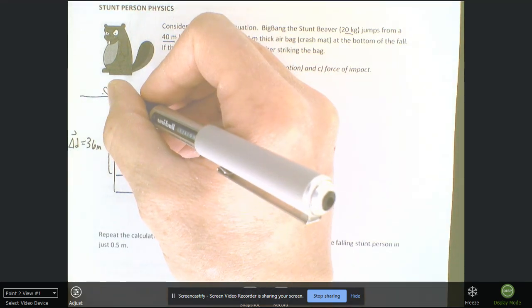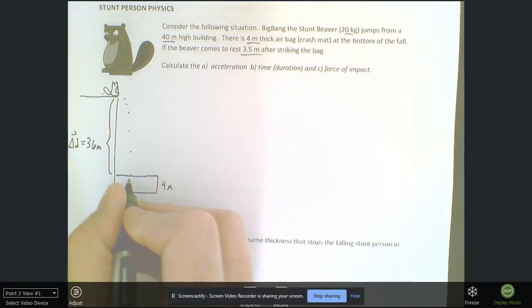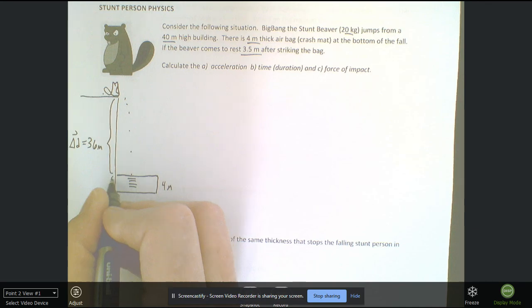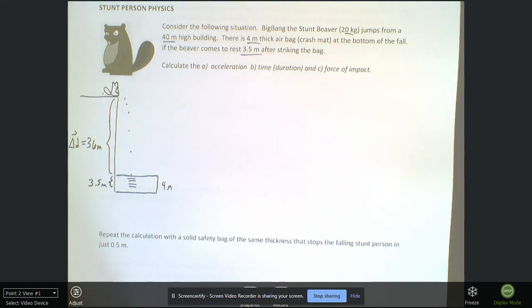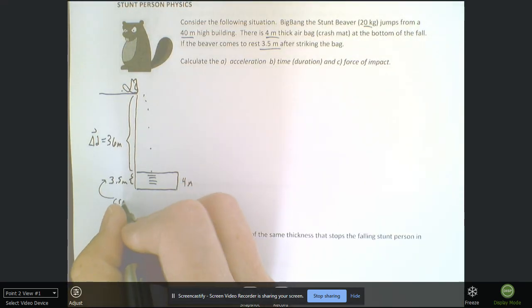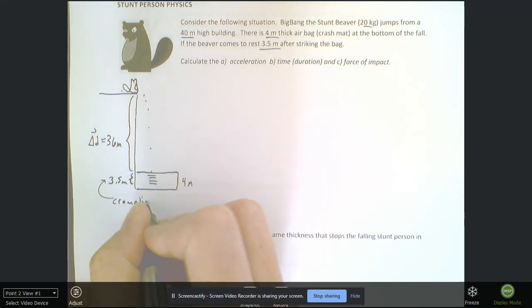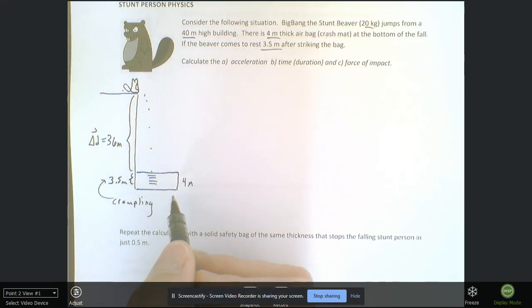So he falls. He goes, doot, doot, doot. Bam, hits the mat. Then the mat crumples, and it crumples by 3.5 meters. Okay, and that's the amount of crumpling. So he doesn't hit the ground. He's half a meter above the ground.